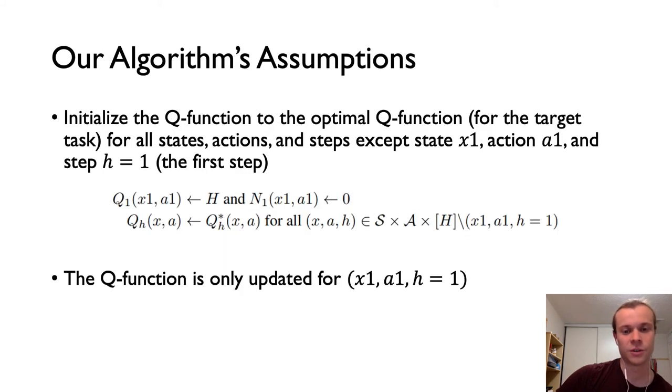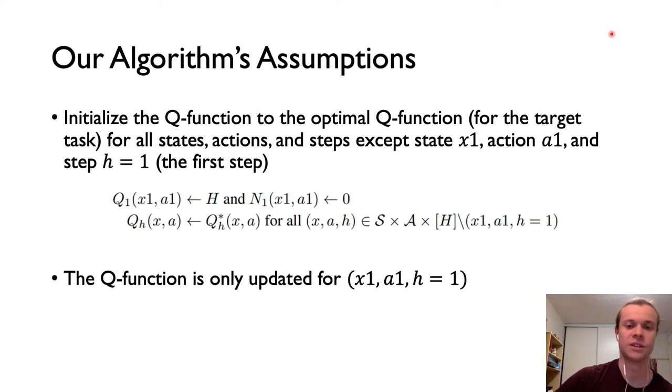Okay, so now I'm going to go over our algorithm and essentially the assumptions we make. Recall that we're handed some source Q function, some Q function we've learned from some source, and here I'm going to discuss the assumptions we make on that. The assumption we make is that the Q function we're handed is optimal for all states, all actions, and all steps except for one state, x1, one action, a1, and one step, h equal to 1. This is a pretty restricted assumption. However, we think it's a good first step to see how this algorithm will behave.